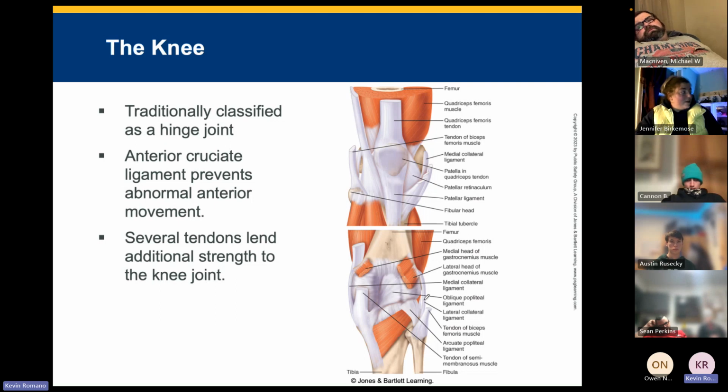The knee, traditionally classified as a hinge joint, has the anterior cruciate ligament, which prevents abnormal anterior movement and hyperextension. Okay? These several tendons, as well as the collateral ligaments, lend additional strength to the knee joint.